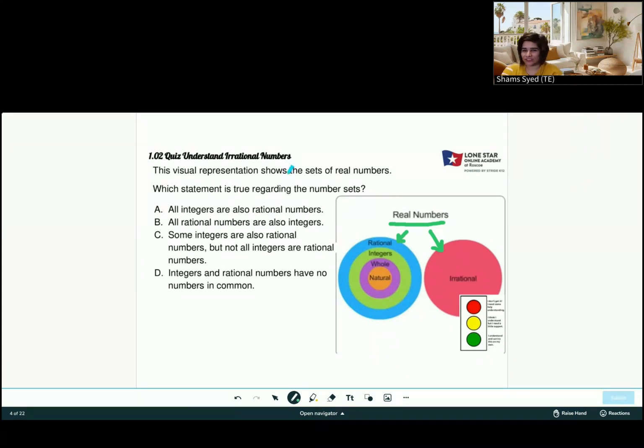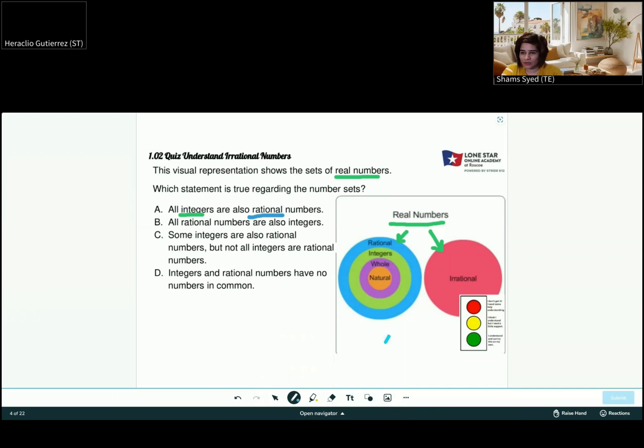So let's look at the question. Here it says, this visual representation shows the sets of real numbers. Which statement is true regarding the number sets? All right. Let's read each and try to understand. The first one says all integers, and I'm going to color code. Integers, they've used a green, so all integers are also rational numbers. Do you agree to it?